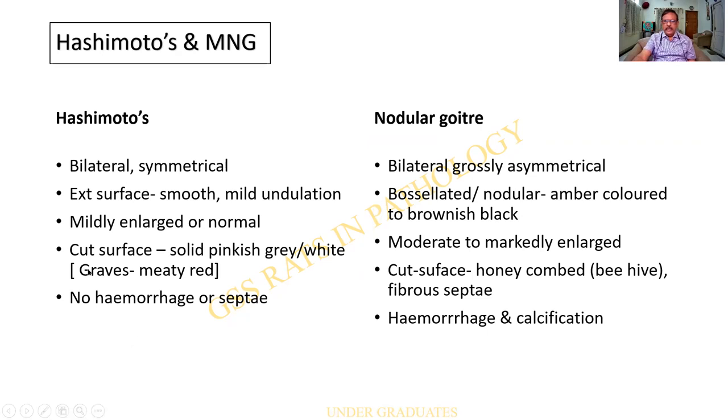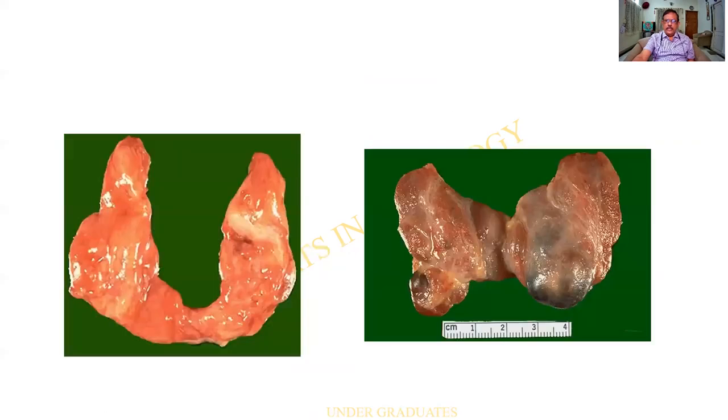And I also mentioned Graves' disease, it is meaty red or beefy red in color. That is how your Robbins describes. So Hashimoto's is different, Graves is different. No hemorrhage, no septa, homogeneous, symmetrically enlarged. Externally, there can be mild undulation, but no bossellation.